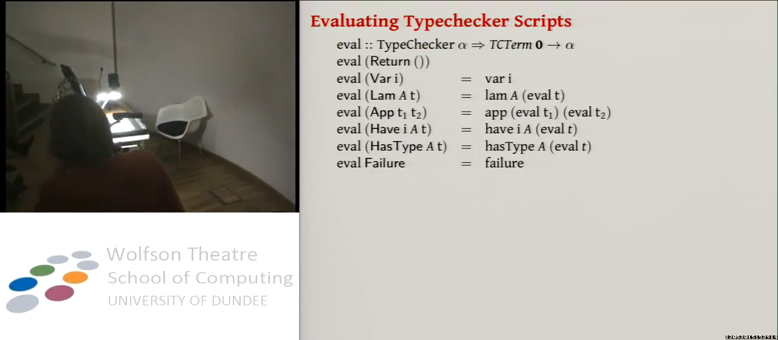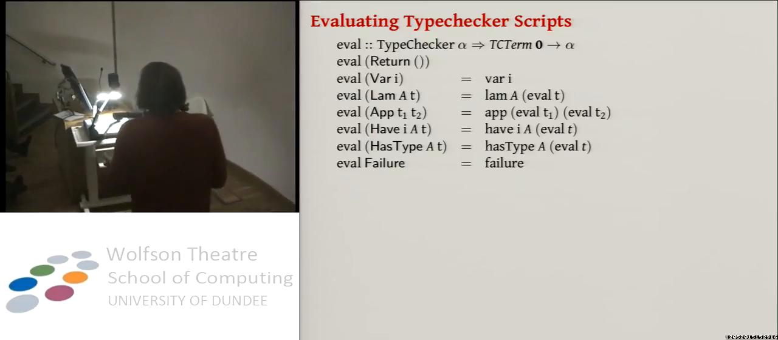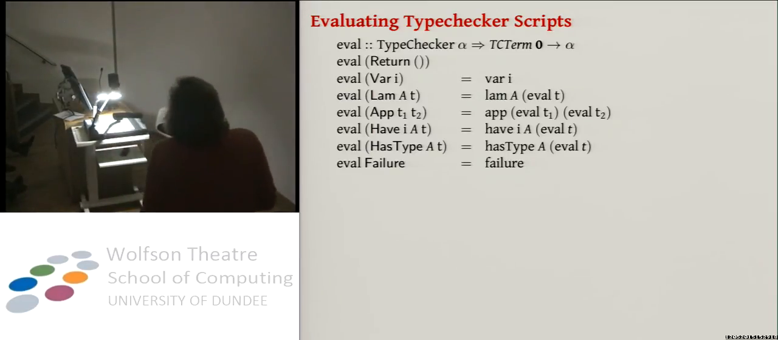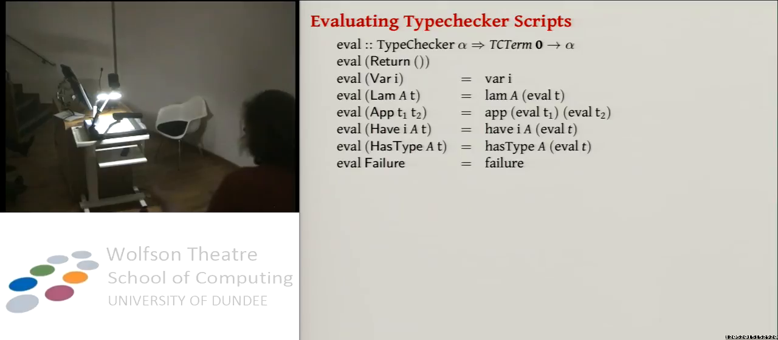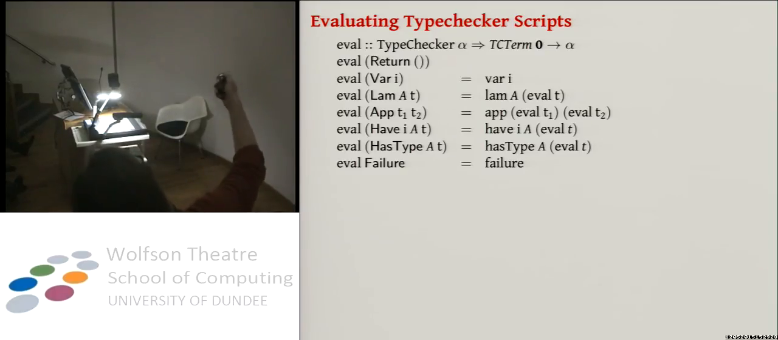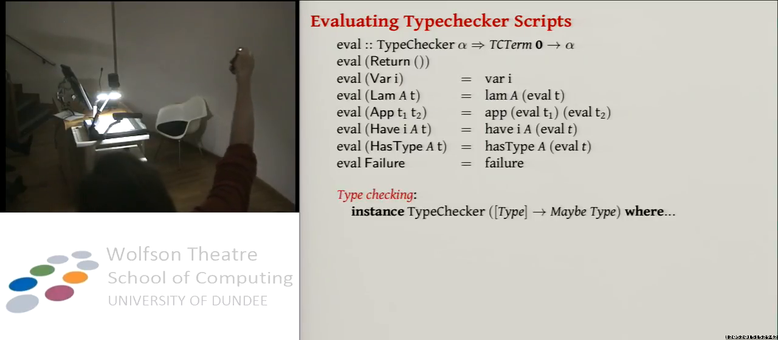So I abstracted away from the actual implementation of the type checker. Previously I said it takes a list of types and gives you back a maybe type, and then I just made it into a type class. Now we can evaluate type checker scripts. If we say that we have no unresolved holes left in the type checking, we can evaluate the whole thing, and then this plays out back into some implementation of the type checker.